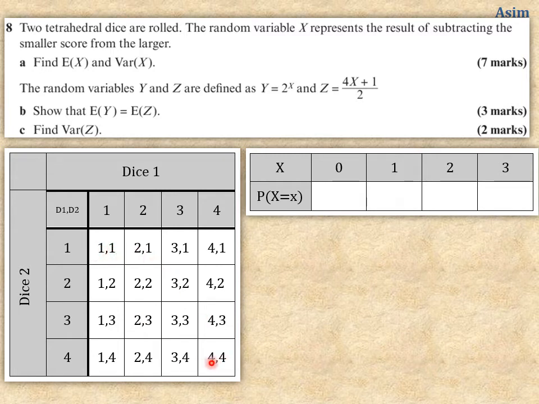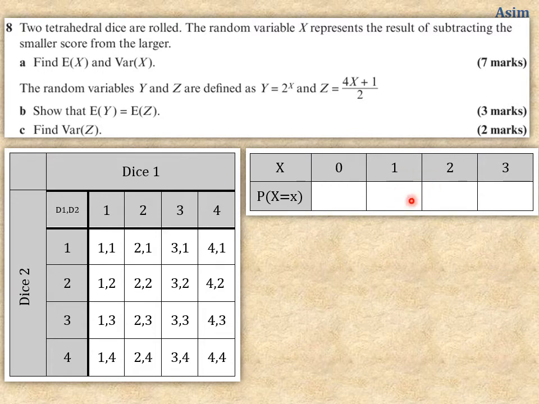When I subtract 4 minus 4, I can get 0. So there's one possibility of getting a 0. Another possibility of getting 1, which is 4 minus 3, 3 minus 2, 2 minus 1, something like that. Then another possibility of getting a 2 is 4 minus 2, 3 minus 1, and so on. And there is a possibility of getting 3, which could be 4 minus 1, and so on. So, let us see the probability.